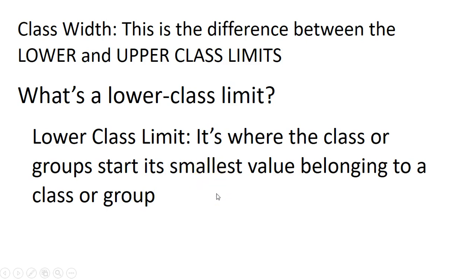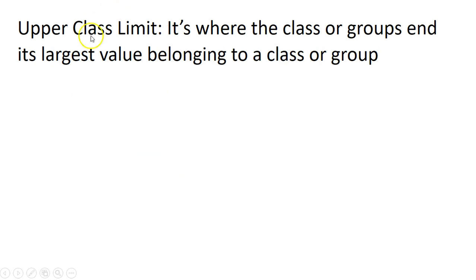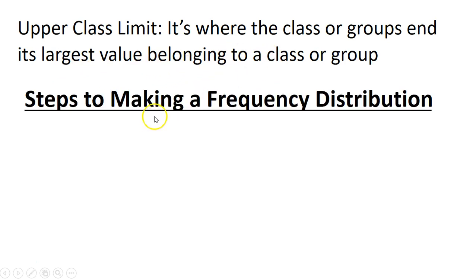We'll eventually get to an example that we can all look at. The upper class limit, it's where the class or group ends, its largest value belonging to a class or group. So it's where the class or group ends, its largest value belonging to a class or group. All right, so I'm going to stop the video right there. All right, we're talking about lower and upper class limits. When we come back, we're going to start making our own frequency distribution tables here. Steps for making them, okay?